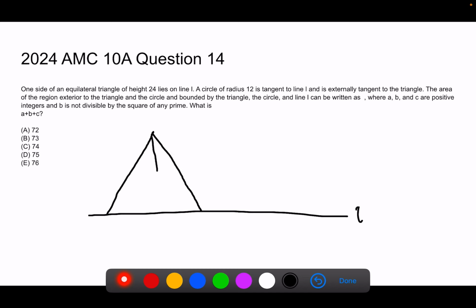And the height is 24. Okay. We can call it ABC. A circle of radius 12 is tangent to line L and externally tangent to the triangle. So you can have a circle. Its radius is 12. 12 times 2 is 24. So that's convenient because that is telling me the circle is of equal height with the triangle.